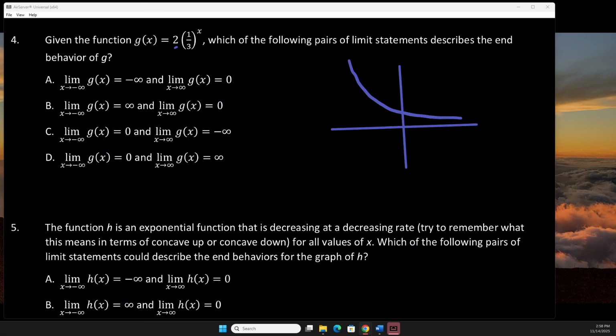All right, and then the limit statement, so x approaches negative infinity is the left side. So we're looking at the left side is pointing upward, going towards positive infinity. We only have one that does that. And then the right side is flattening out at 0, so this answer should be B.